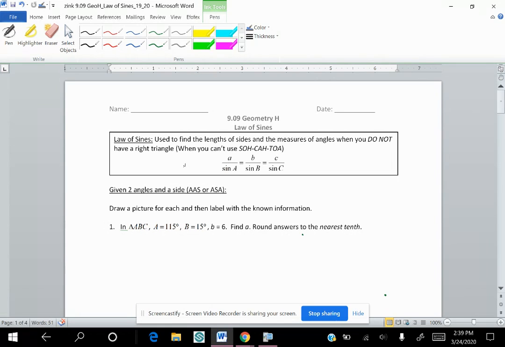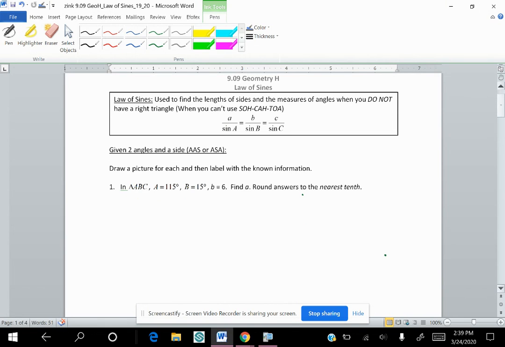This is 9.09 geometry lesson. This is on law of sines. So we talked last time about SOHCAHTOA, which can only be used in right triangles. Law of sines can be used in any triangle, including a right triangle. The only criteria is that you have to know a side across from a given angle.